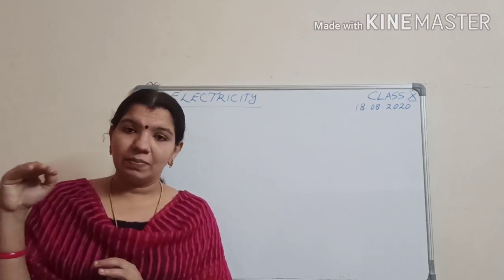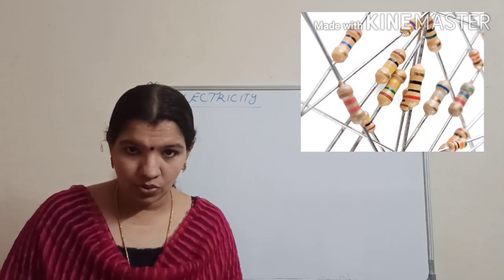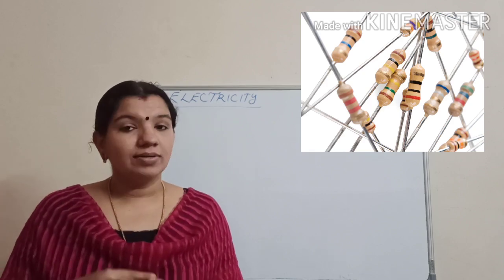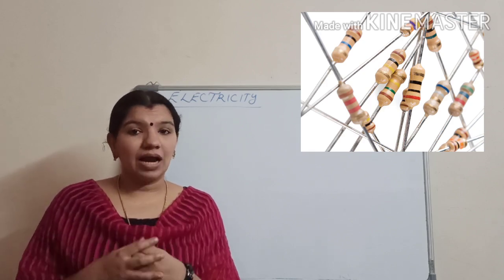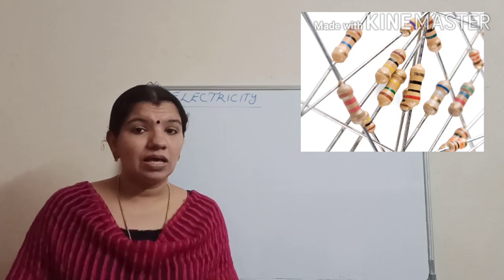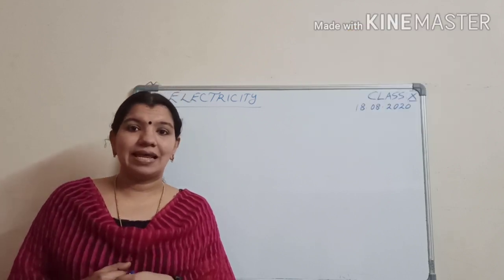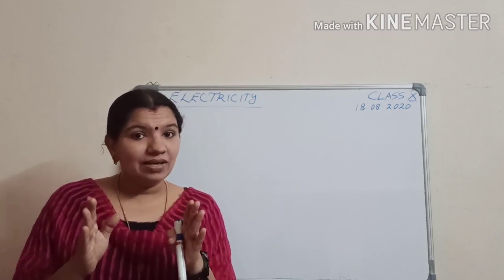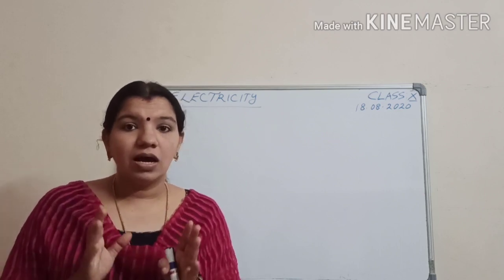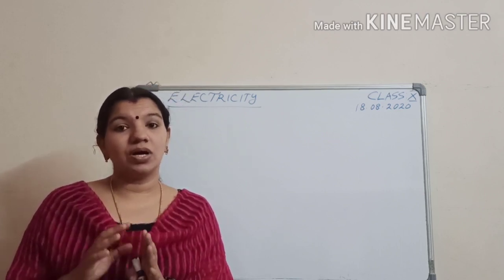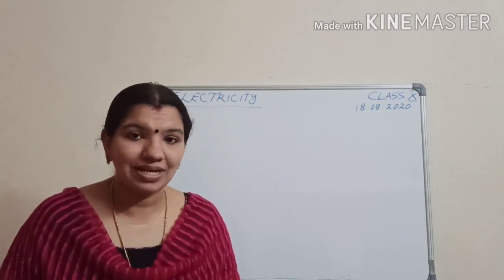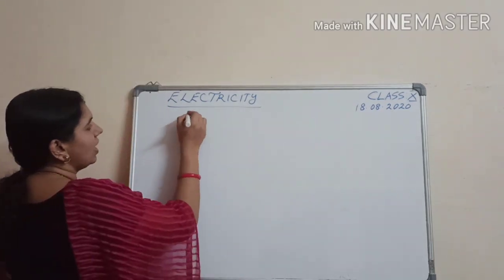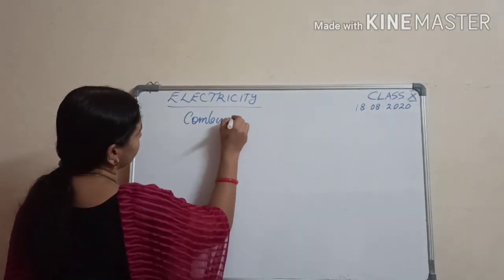So, the resistors can be connected in two ways in an electrical circuit. Today we are going to study how we can connect the resistors. What are the two ways by which we are connecting resistors in an electrical circuit? So the topic is combination of resistors, or a system of resistors, or the connection of resistors in an electrical circuit. Any way you can say. Let me introduce the topic. It is combination of resistors.